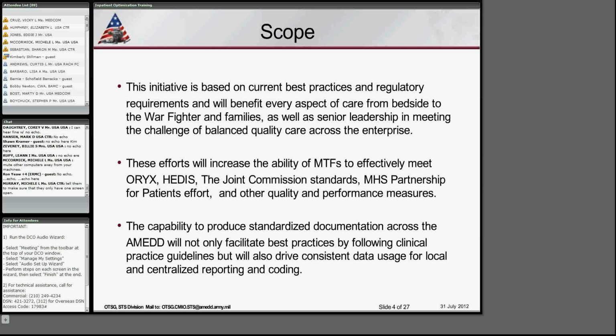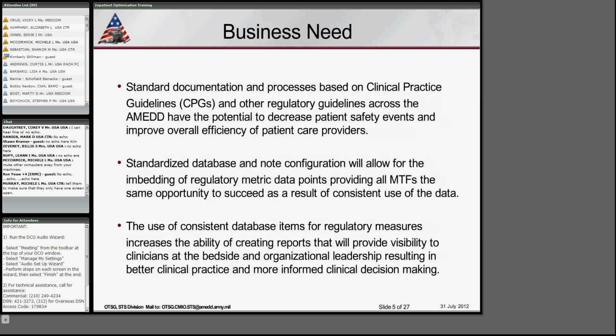And then the capability will not only allow for all of that, but will also allow for consistent data usage across the facilities, which will allow for centralized reporting, which is something that is not being done with Essentris right now. In addition, using clinical CPGs, standardizing the database will allow for embedding these regulatory metric data points, which, like I said, will allow for the standardized reporting.